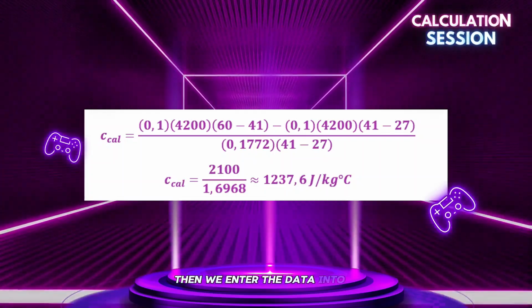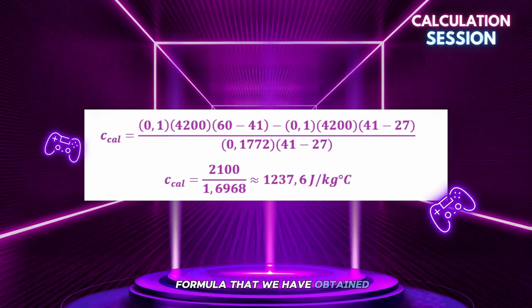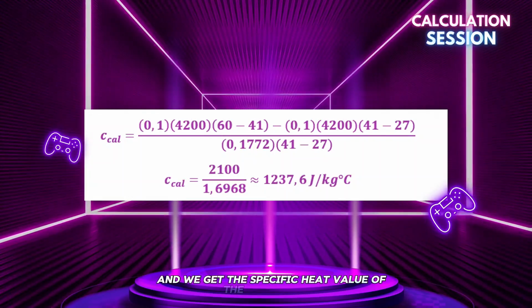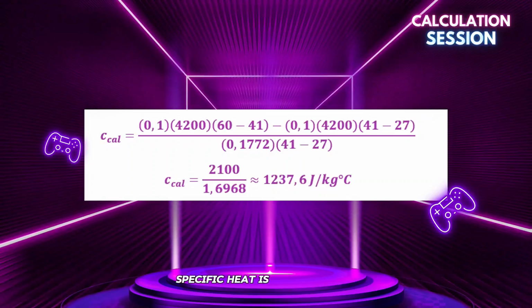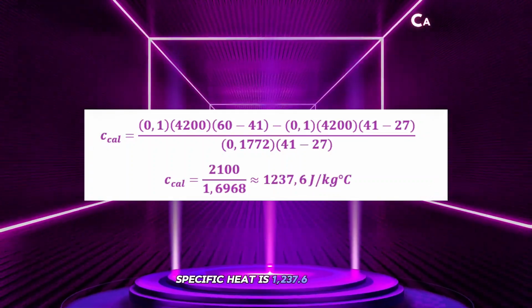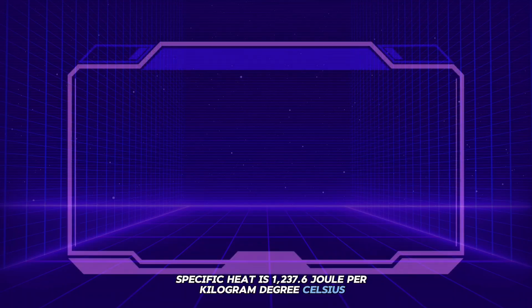Then we enter the data into the specific heat formula that we have obtained, and we get the specific heat value of the calorimeter. The calorimeter specific heat is 1237.6 joule per kilogram degrees Celsius.